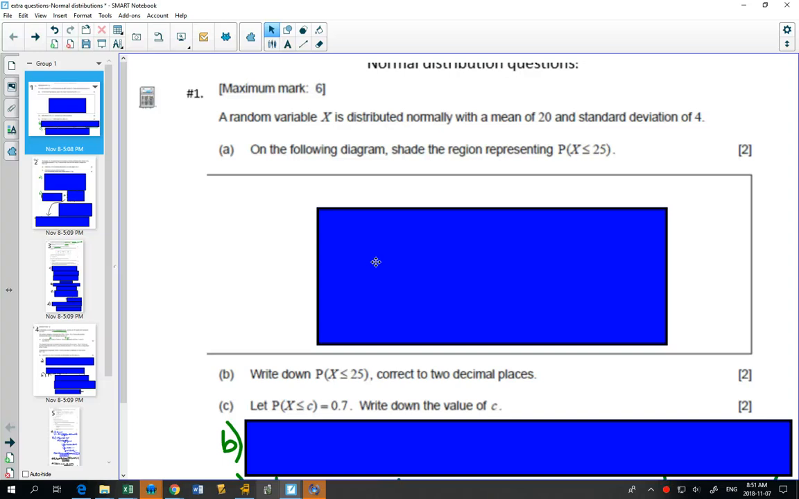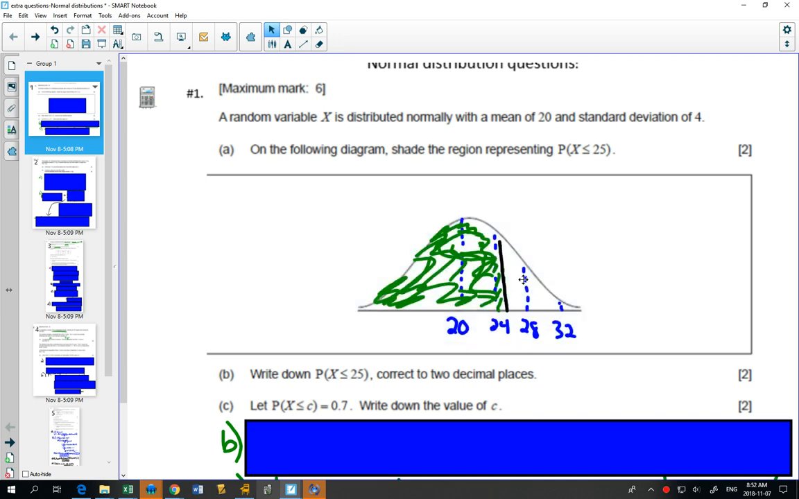So a random variable x is distributed normally with a mean of 20 and a standard deviation of 4. On the following diagram, shade the region representing P(X ≤ 25). So the first thing you can do is draw your mean in the middle, go 3 standard deviations above and 3 standard deviations below. In this case, I only drew the 3 going above. Find out where 25 is, and then shade the area less than that.